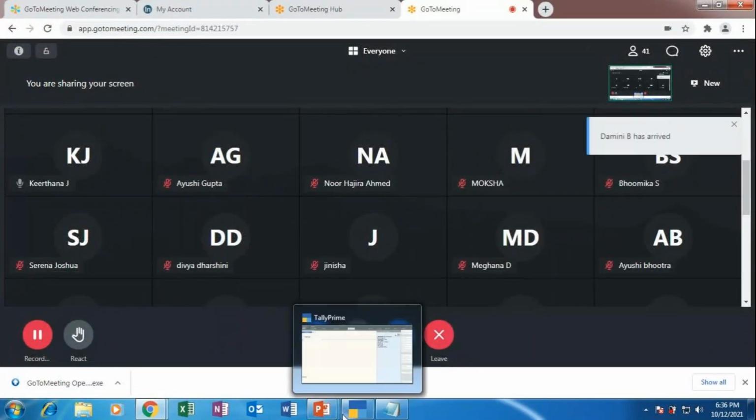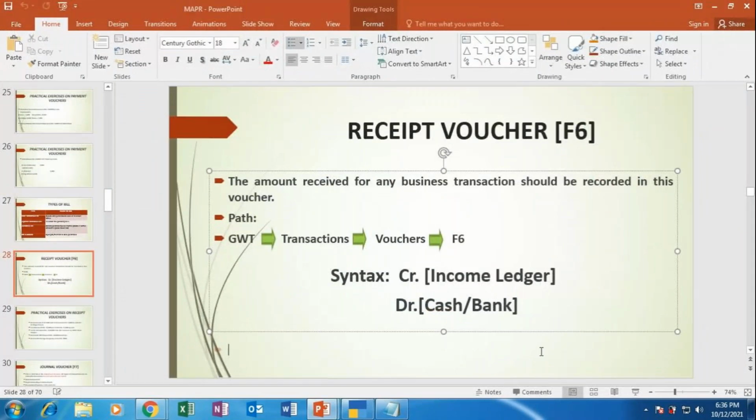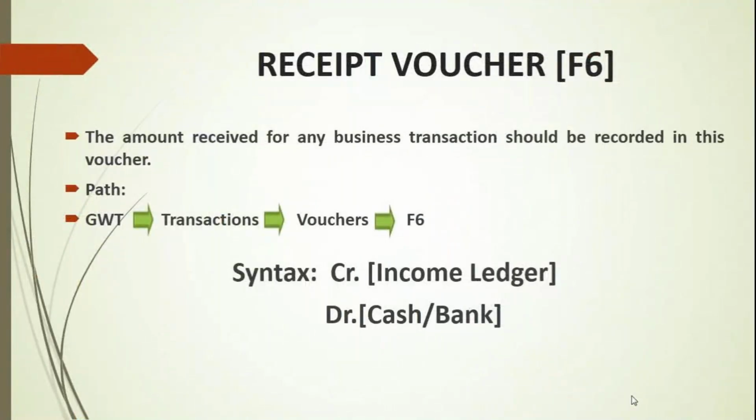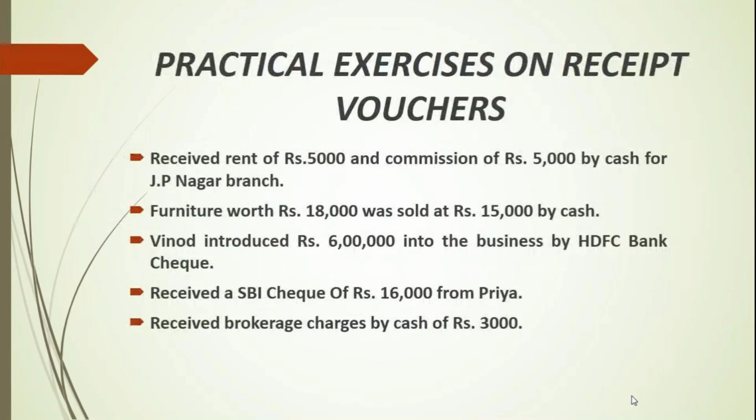Yes, so let's continue. I was discussing the receipt vouchers: the credit aspect is the source of income and the debit aspect would be the cash or bank. Now let's record the first entry. Received rent of 5,000 and commission of 5,000 by cash for the JP Nagar branch of the company. The company is receiving rent of 5,000 rupees and commission of 5,000 rupees in the form of cash for the JP Nagar branch.